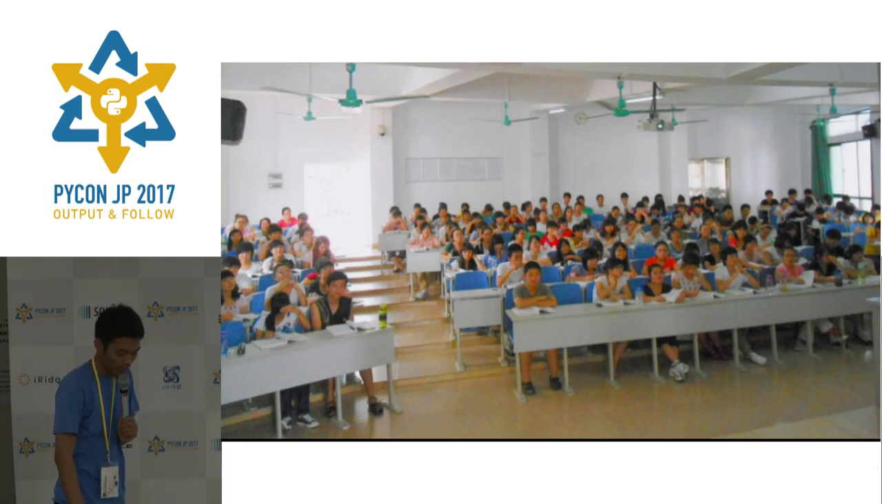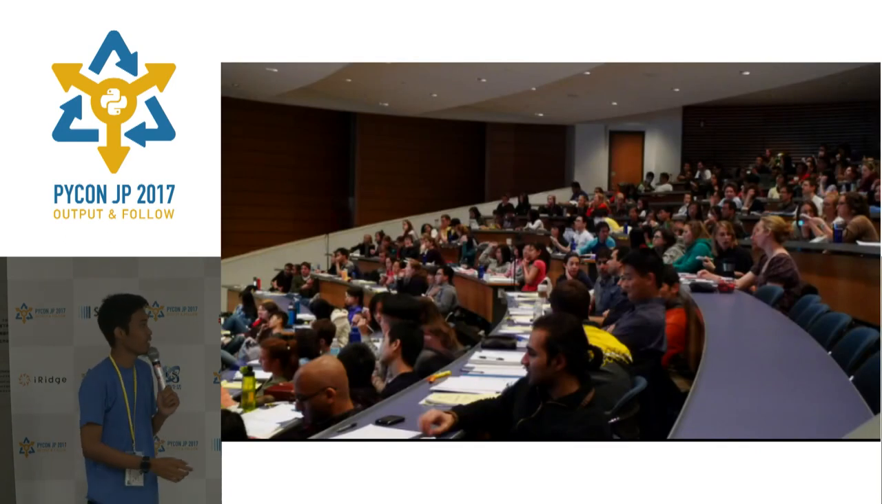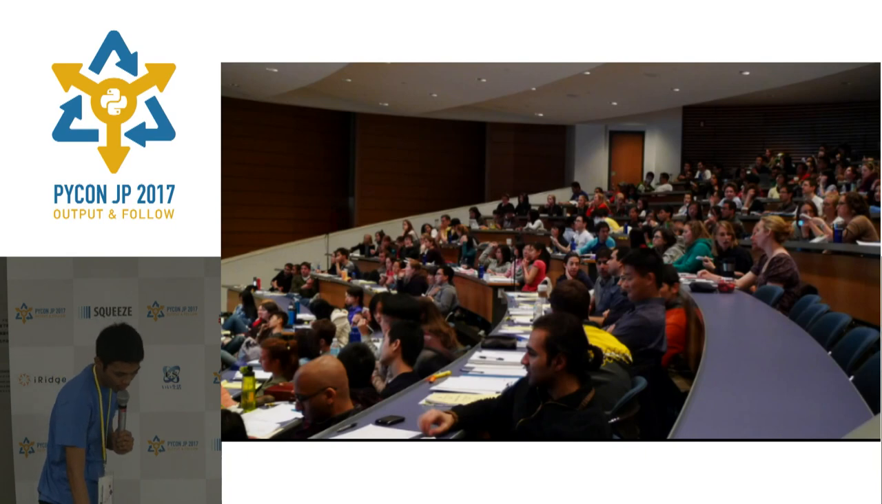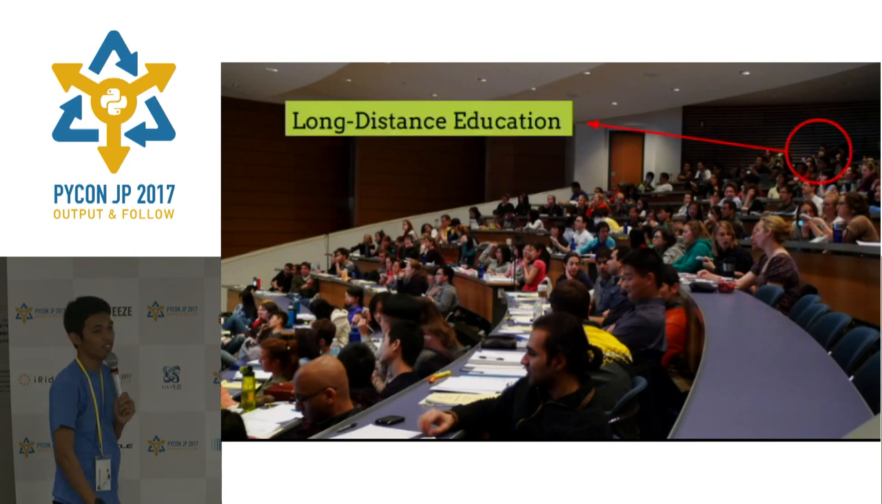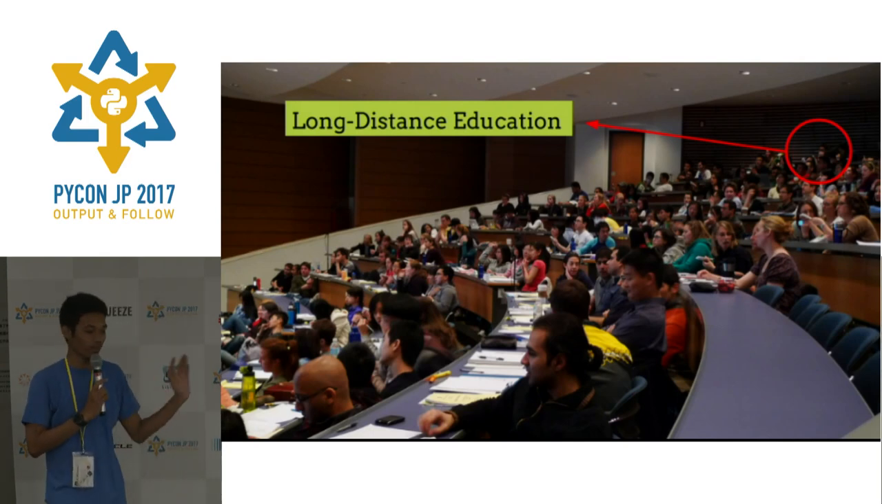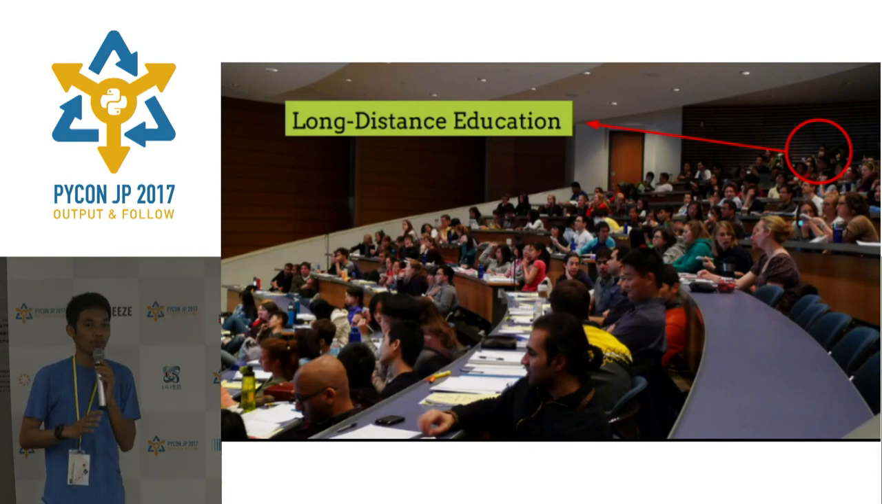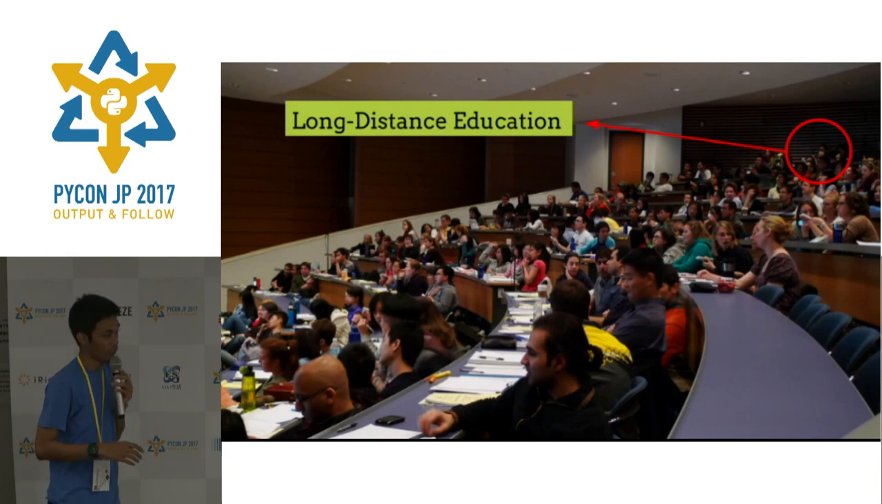Here is another case, an example of a classroom in a university. If you see there is a person at the end of the stage, we can say he is in long distance education. Why? Because when he sits at the back, I'm not sure he will get what the instructor says in front of the class. So it's a long distance education.